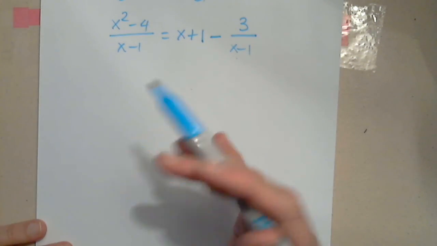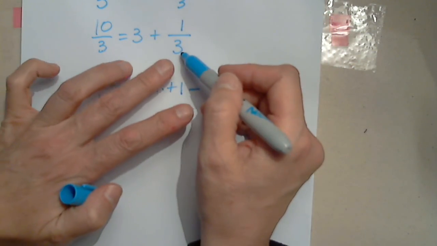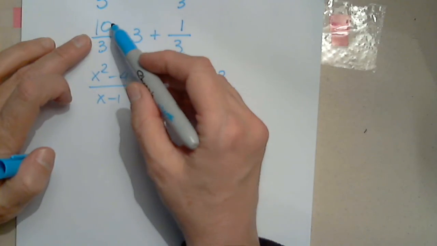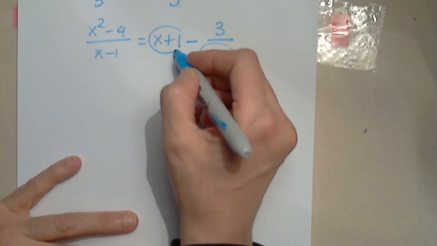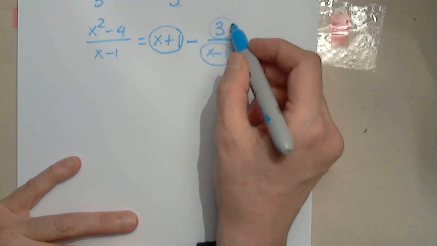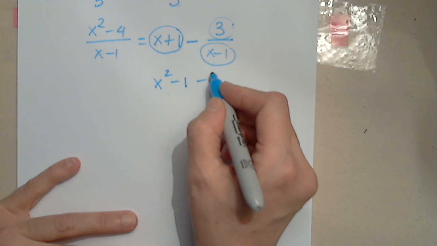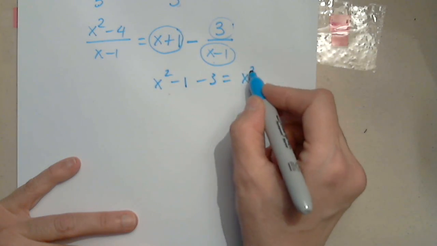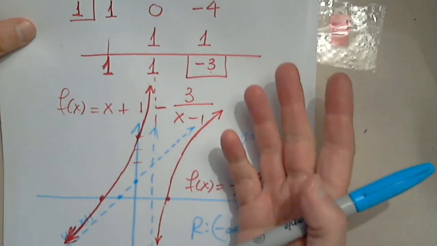So now let's suppose I want to check my work. How will I check? Here I check very easily. 3 times 3 plus 1 is 10. Same thing here. This times this minus this. So when I multiply these two, I get x squared minus 1, and then minus 3, I get the numerator. So I have the same idea. The answer has to be the same.